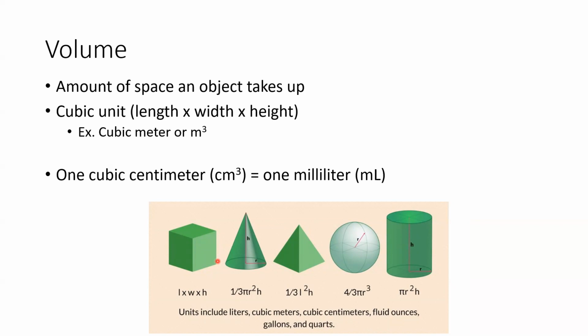So 1 times 1 times 1 is just going to give us 1. But when we're doing multiplication or division, whatever we do to the value, we have to do to the units as well. So it's really 1 times 1 times 1, but it's also centimeter times centimeter times centimeter. And that's why a potential unit here would just be cubic centimeter.